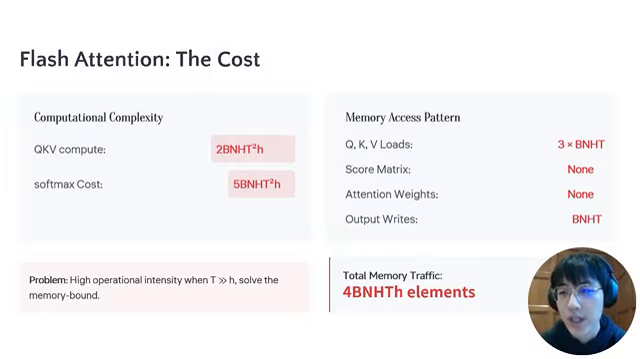For FlashAttention, the compute cost stays the same. We still have to compute the attention scores. However, the memory access pattern changes dramatically. We only load QKV once, we never materialize the score matrix in memory, and we never store and read the attention weights. The only thing we write back is the final output. As a result, the total memory traffic drops from proportional to t squared to linear in t. So when t is extremely large, which is common in modern day models, FlashAttention reaches a much higher operational intensity, effectively solving the memory bound nature of standard attention.